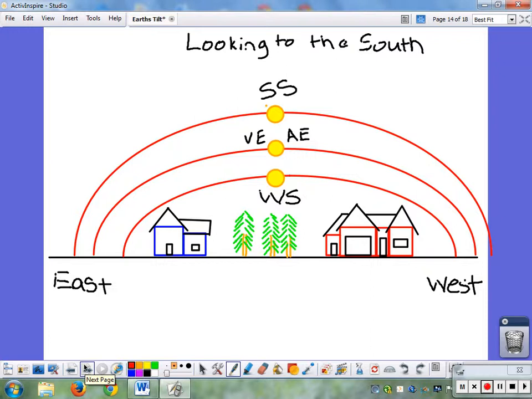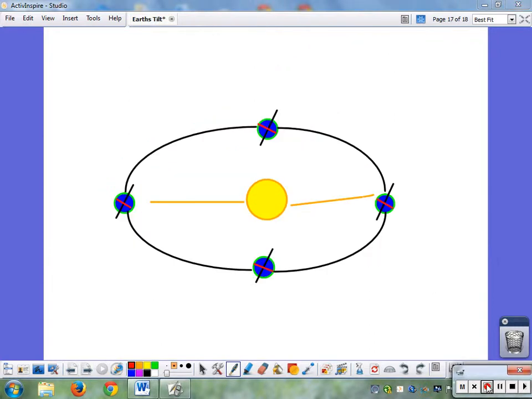Okay, when we look at models, the sun appears to change its position in the sky throughout the year. This picture is the same as the last one, but now instead we're looking directly to the south on the summer solstice, the vernal and autumnal equinoxes, and the winter solstice. And here we can see that the sun is either higher or lower in the sky, and the path that it takes across the sky isn't as far.